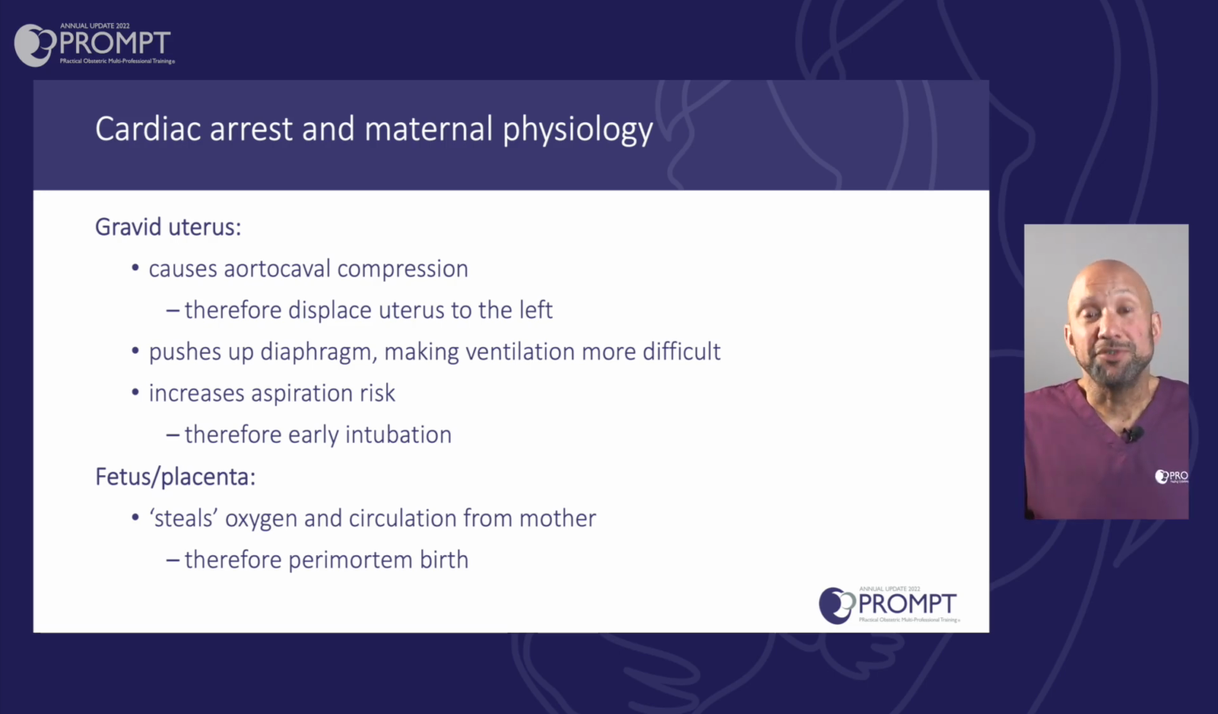The gravid uterus also pushes up the diaphragm, and that can make ventilation more difficult, and also the other thing is, as we know, pregnant women are at an increased risk of aspiration. These two things mean that early intubation is going to be important as part of your cardiac arrest management. And the fetus and the fetal placental circulation essentially takes a whole load of circulation and oxygen away from the mother. And this is a part of the rationale for performing a perimortem caesarean birth.